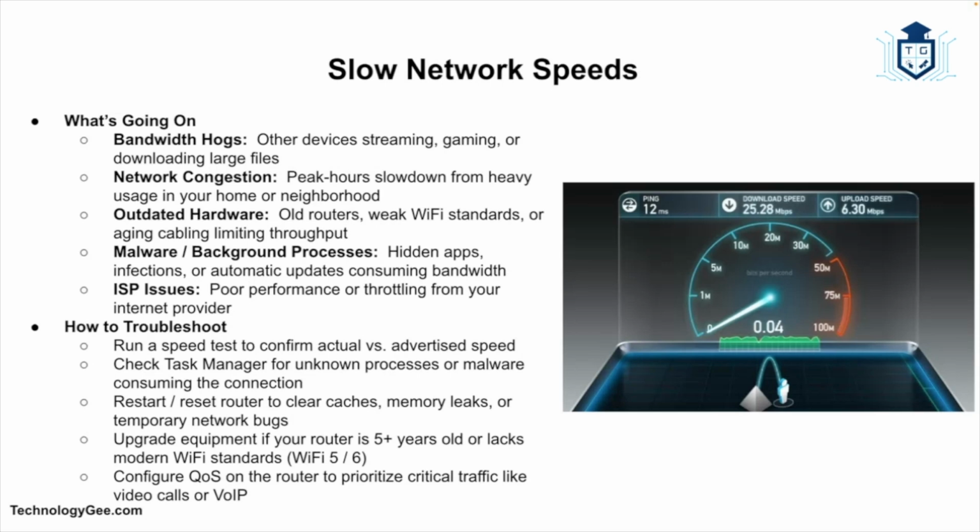So how do you troubleshoot this? Well, you want to run a speed test. So check to see if you're getting the speeds that you're paying for. You want to check the Task Manager. So look for background processes or malware sucking up your connection. You want to reset your router. So sometimes a simple reboot can clear up memory and temporary glitches. You want to upgrade your equipment. So if your router is 5+ years old, it might be time for a new one. And you want to use QoS, or quality of service. So if this is available on your router, set up the QoS rules to prioritize critical traffic like video calls.